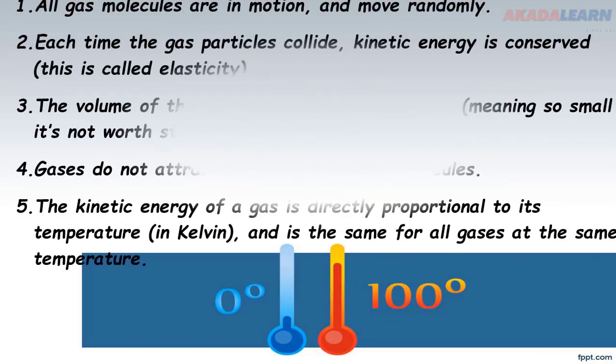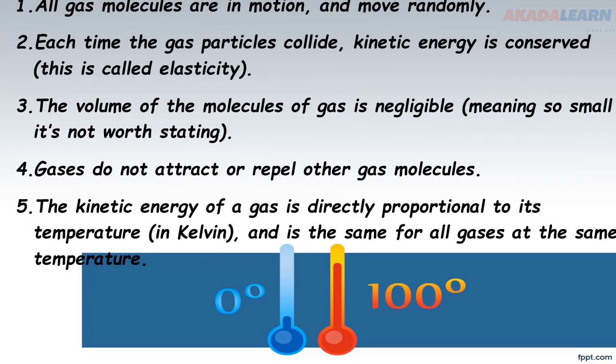Some assumptions were made for the ideal gas equation to come up. Now, those assumptions say, number one, that gas molecules are in motion and move randomly. Number two, each time the gas particles collide, kinetic energy is conserved. This is called elasticity. In some books, you'll be told that collision of gas particles is perfectly elastic. And what that simply means is that when the gas particles collide, they do not lose energy.